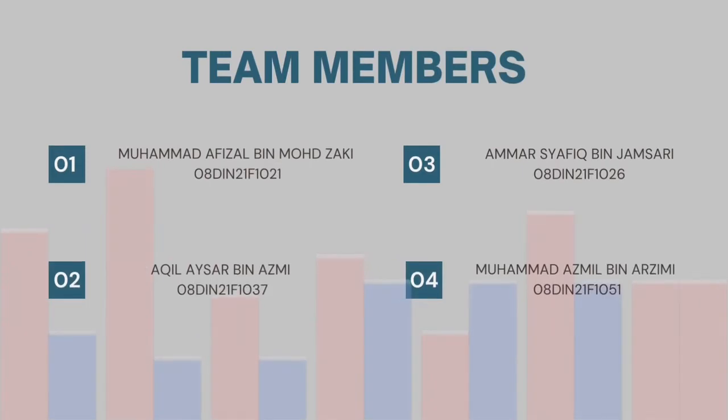The first one is Muhammad Afizal bin Muhammad Zaki, and their metric number is 1021. The second one is Aqil Aysar bin Azmi, 1037. The third one is Ammar Syafiq bin Jamsari, and their metric number is 1026. And the last one is Muhammad Azmil bin Arzimi, 1051.